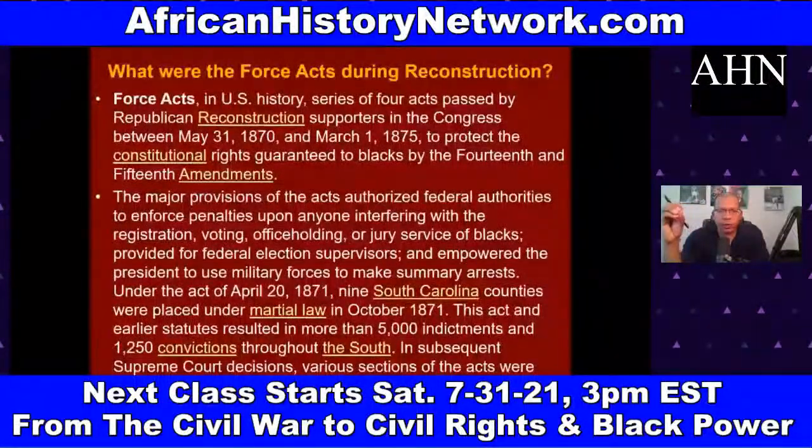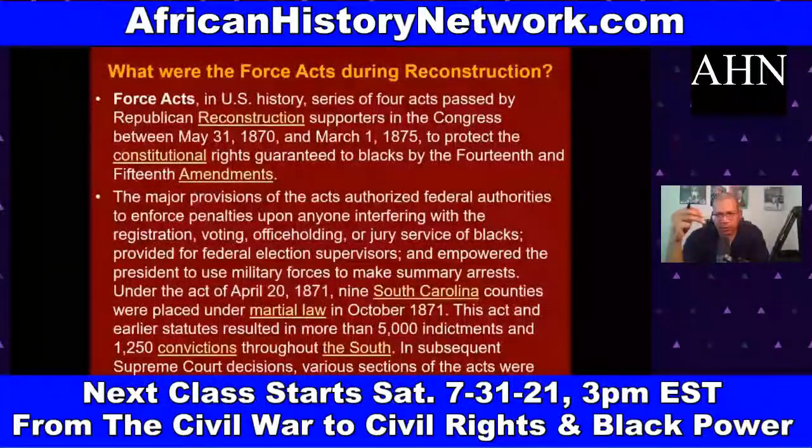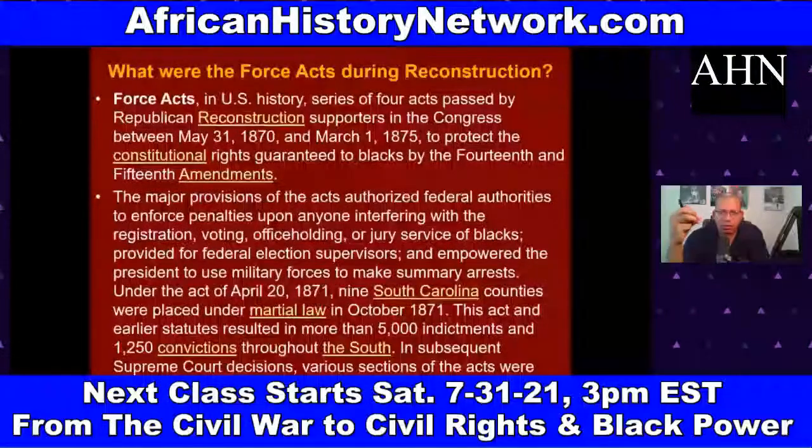It provided for federal election supervisors and empowered the president to use military forces to make summary arrests under the Act of April 20th, 1871. And that's the third of the Force Acts. That's known as the Ku Klux Klan Act of 1871.